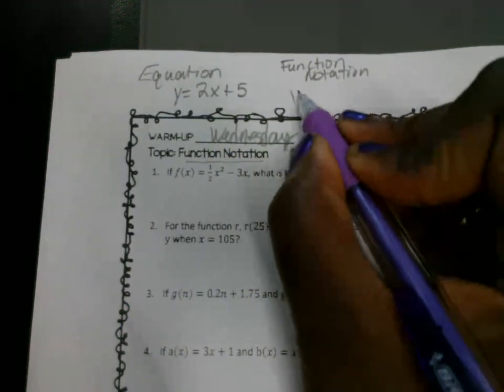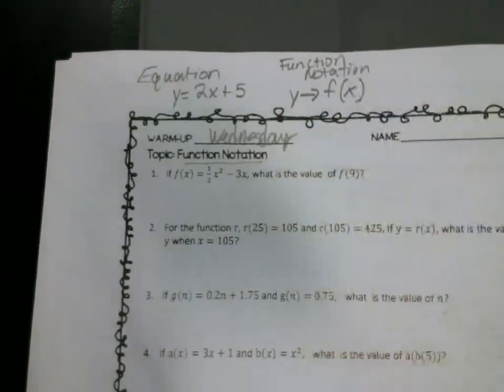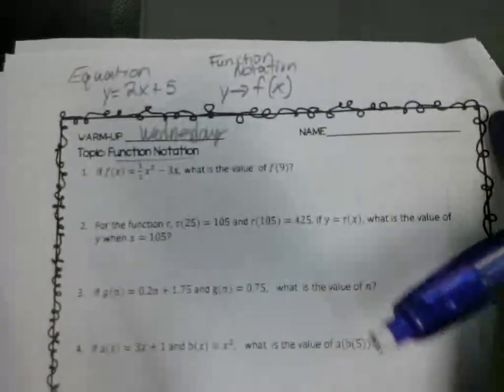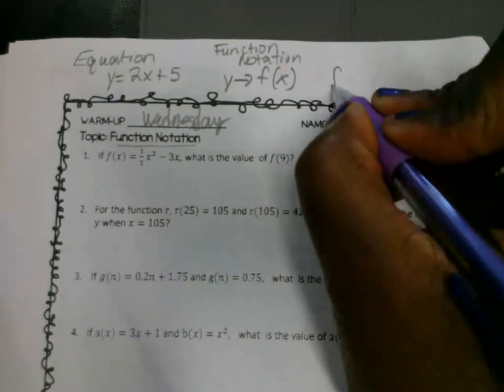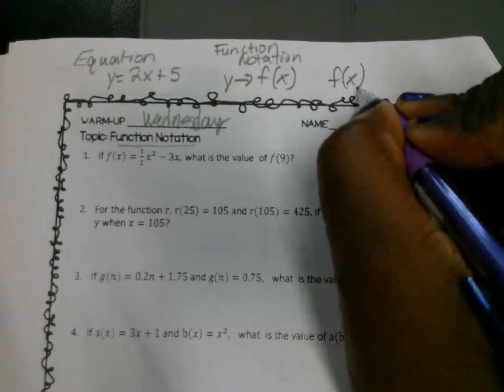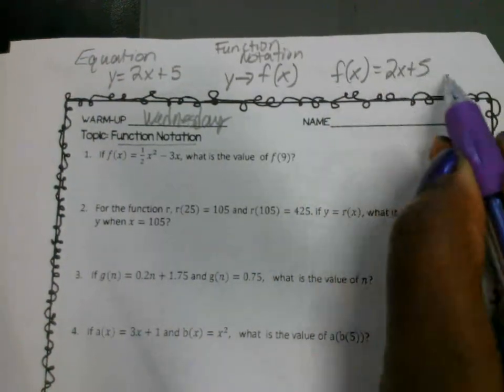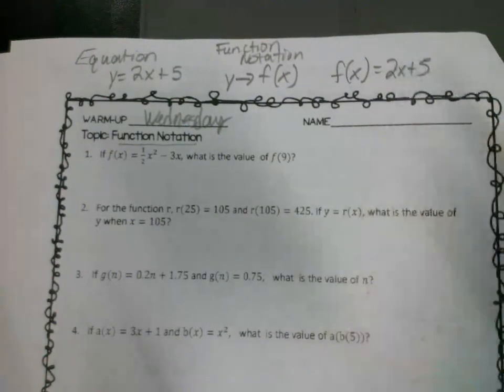So you're going to replace that y with f of x, because f of x is the same as saying y, and y is the same as saying f of x, okay? So to write this equation in function notation, I would write it as such: f of x is equal to 2x plus 5. This equation is now written in function notation, okay? Any questions about what I said there?